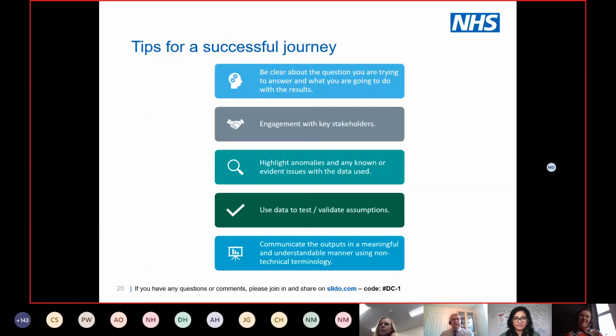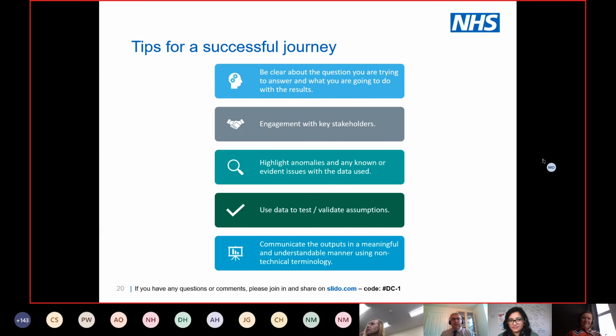We wanted then to just cover off a few tips for a successful demand and capacity journey. These wrap up some of the things we've talked about through the slides earlier today, but hopefully they're tips you can bear in mind throughout your journey and in the modules over the next few weeks. So start with questioning. It's really crucial at the start of your process to be clear about the question that you're trying to answer and what you're going to do with the results when you've completed your model.